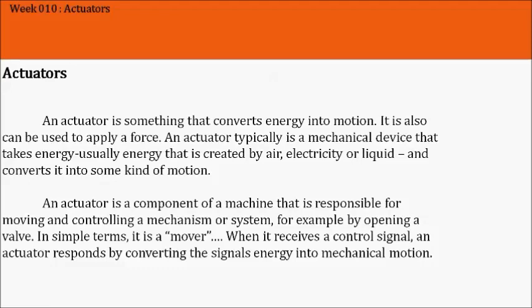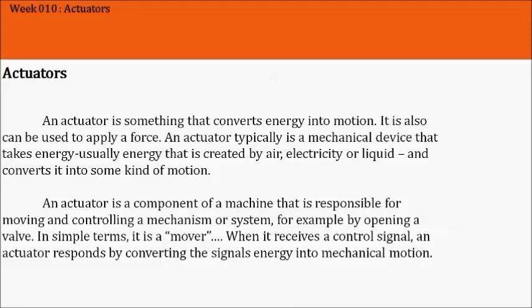An actuator is a mechanical device that takes energy, usually energy that is created by air. I already said the source is air. Then after it will become what? Mechanical or motion. Then it may come from what? Electricity also, the source or liquid. Then this source will be converted into some kind of motion. Some motion is linear. It means only push or forward.